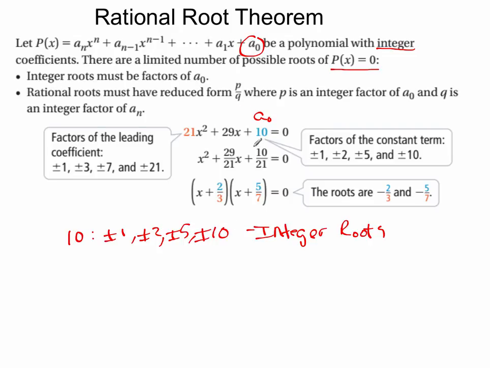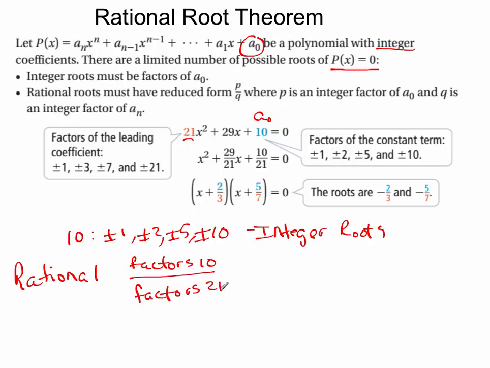Now suppose I am looking at rational roots. Rational roots are of the form p over q. So they're the ratio of two integers. So the only possible rational roots you can have are the factors of a naught divided by the factors of your leading term. So the factors of 10 divided by the factors, in this case, of 21.